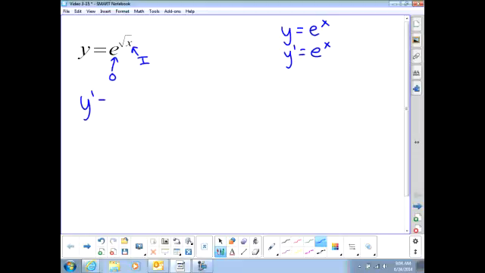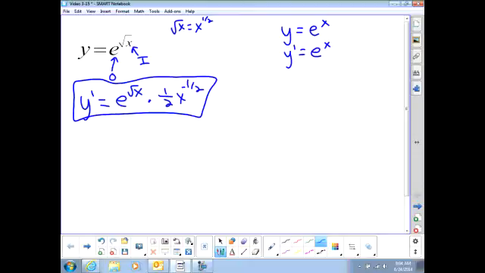So when we take the derivative, our outer, e's derivative is just itself, so we'll just have e to the square root of x. Because remember, you keep the inside function the same, times derivative of the inside function. Well, remember, square root of x is the same as saying x to the 1/2. So our derivative of the inside part would be 1/2 x to the minus 1/2. And that would be our derivative using the chain rule.